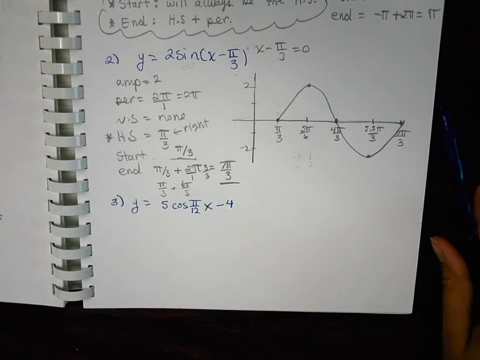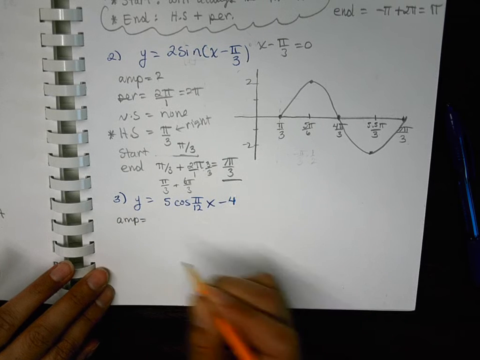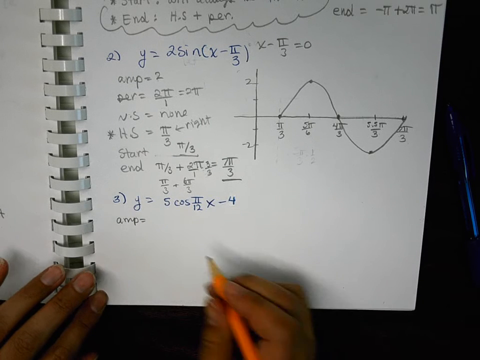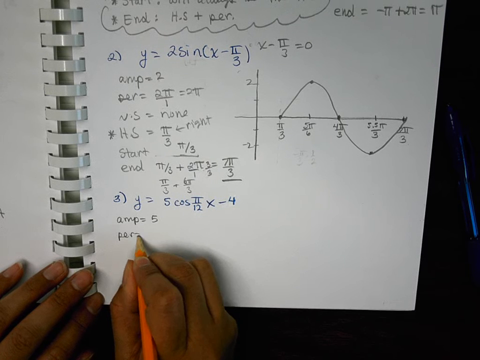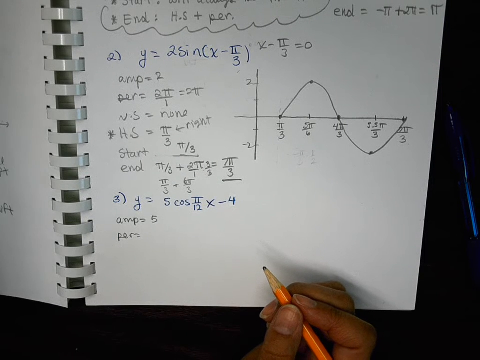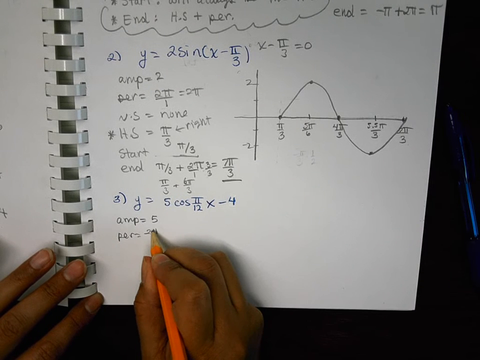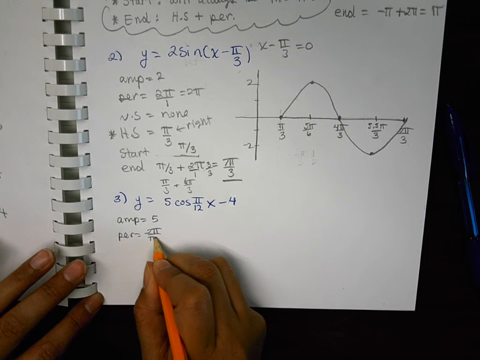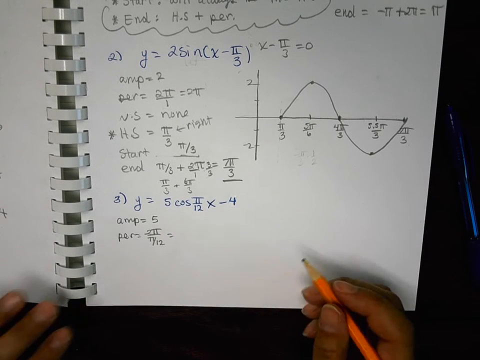There's a lot of stuff going on, so I'm going to get as much down as I can before the bell rings. What's my amp? 5. Period. There's not a double shift on this one. I thought there was. Sorry. 2 pi over 12. Can you guys flip that and do whatever you need to do? What do you get? 24.